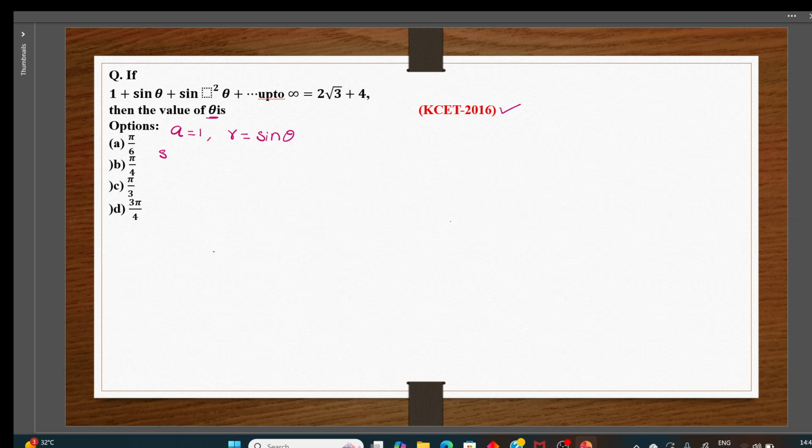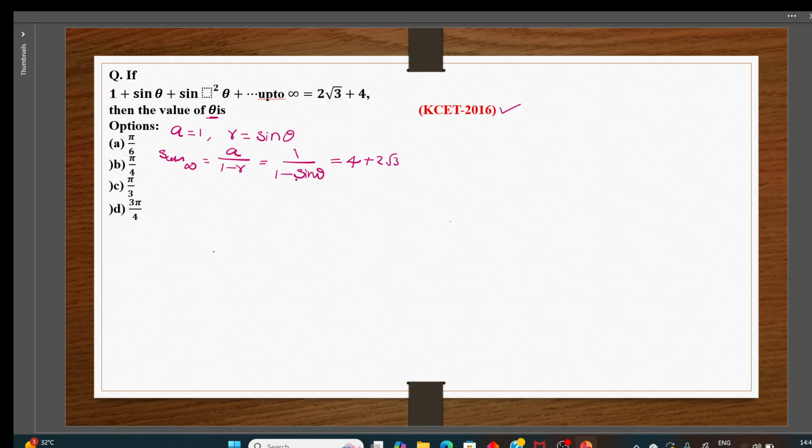So we know the sum of infinity of this series, sum of all terms up to infinity. What is the formula? A by 1 minus R. A value is 1, and R value is sin theta. In the question, the sum of all these terms up to infinity is equal to 2 root 3 plus 4. This is also written as 4 plus 2 root 3. Sum of the terms is 4 plus 2 root 3.